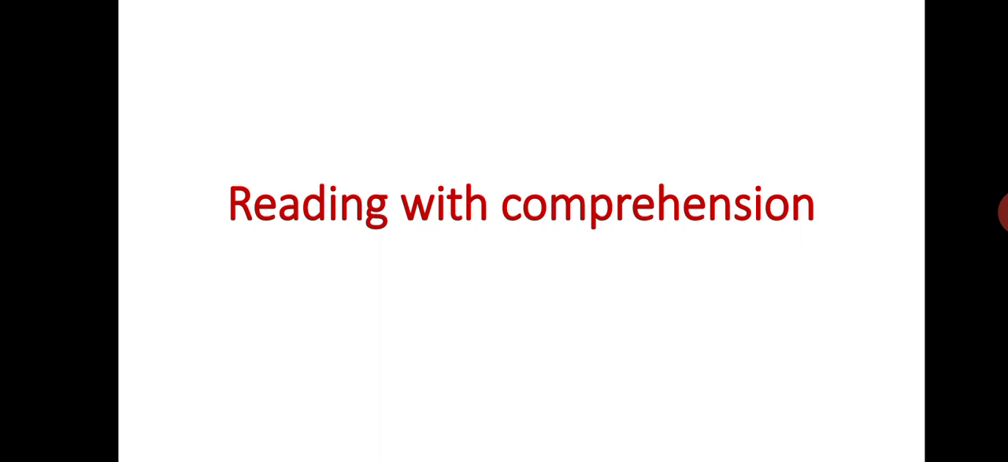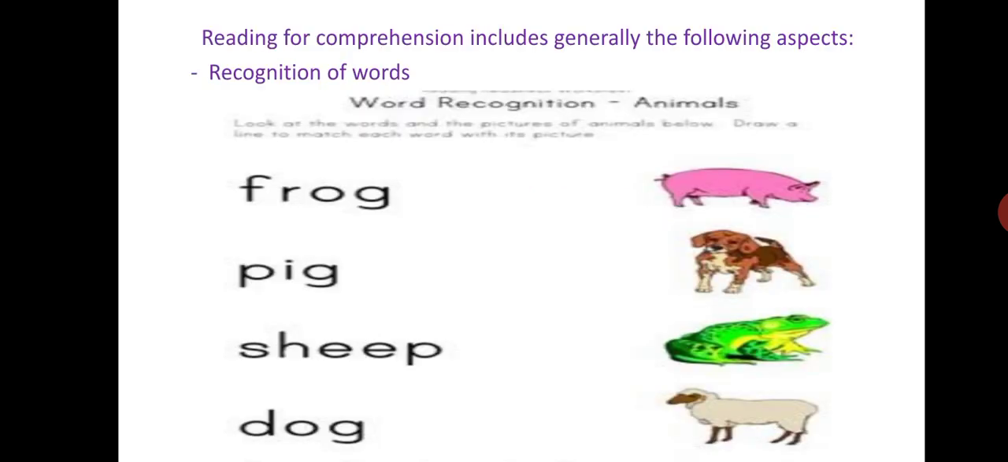So, reading for comprehension includes generally the following aspects. We are going to discuss some aspects that help us to read with comprehension. First of all, recognition of words. The students should be able to recognize the words occurring in the passage for reading. They should be able to pronounce them accurately.